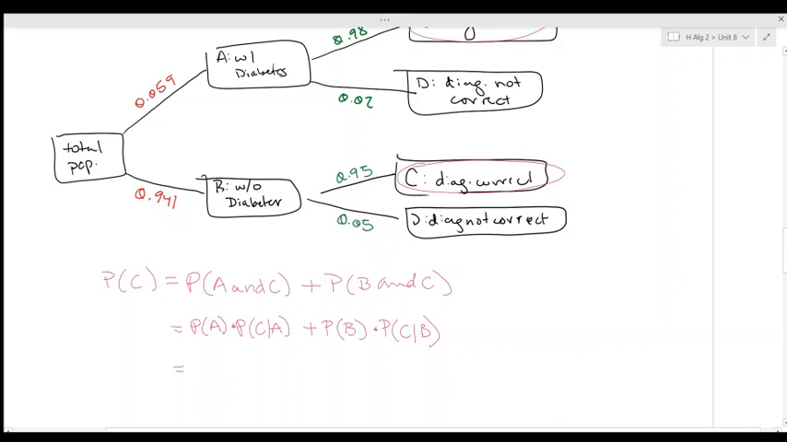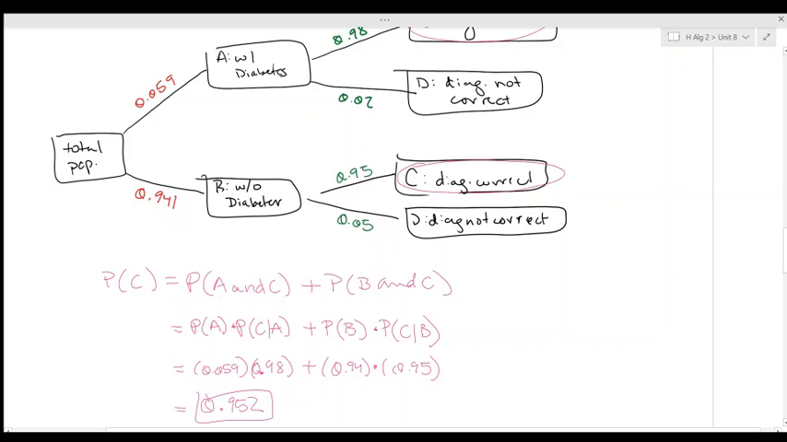So we just plug in the numbers here. So the probability of A we're given is 0.059. Probability of C given A is that 98% accuracy, or 0.98. Plus, probability of someone without diabetes is 0.941 times the probability it's diagnosed correctly, in this case 95%, so times 0.95. And when you get the math done together, the accuracy of this test is 0.952.